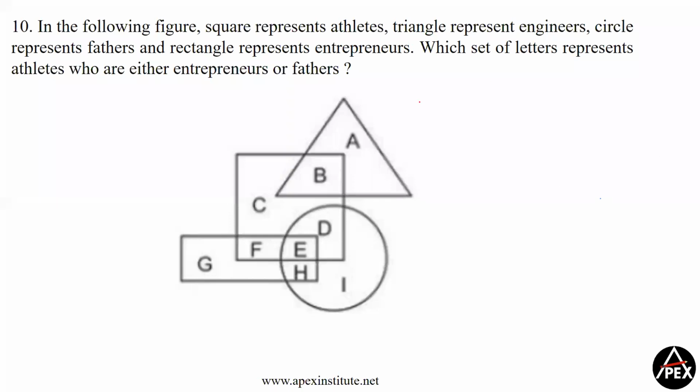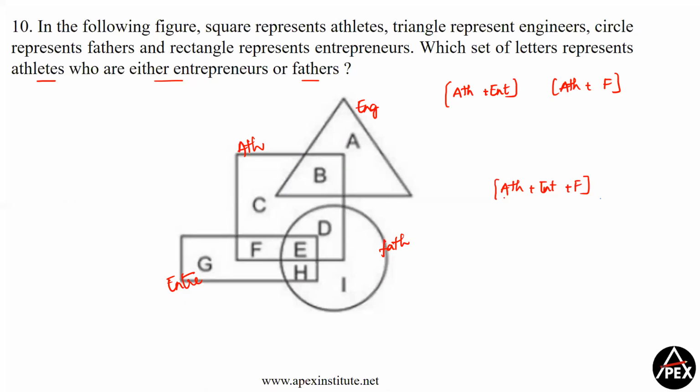Okay, so in the following figure, square represents athletes. Triangle represents engineers. Rectangle represents entrepreneurs. Now, which set of letters represents athletes who are either entrepreneurs or fathers? Now, I will divide this into athletes plus entrepreneurs, athletes plus fathers. Now tell me, can we have athletes who are entrepreneurs and fathers? Can we consider this region?